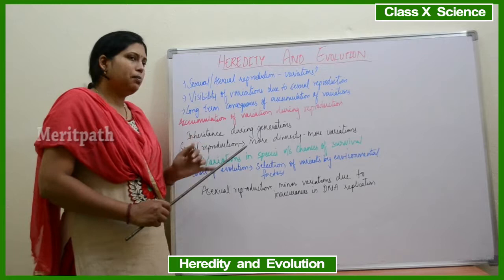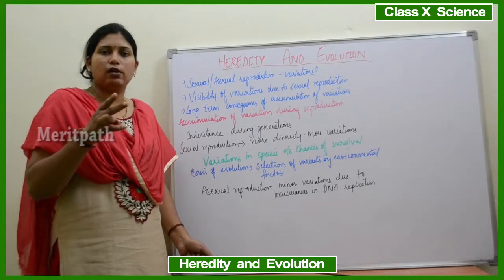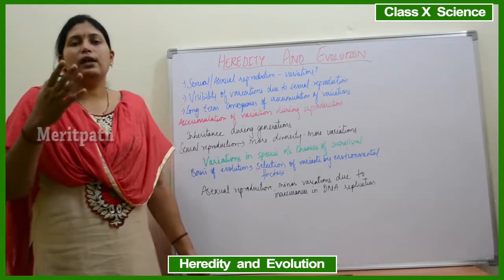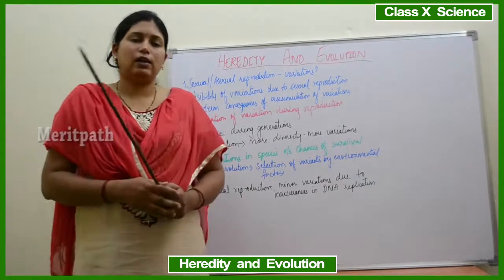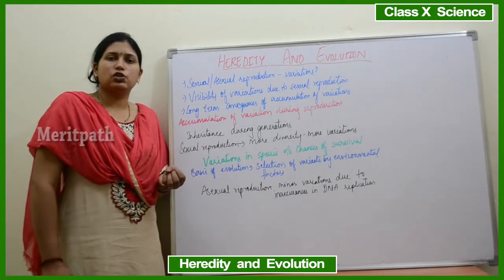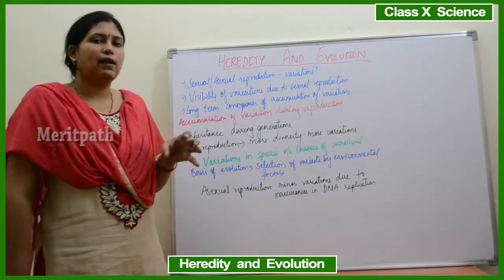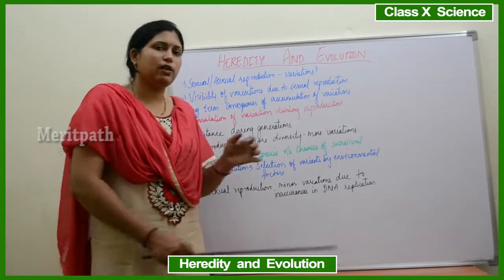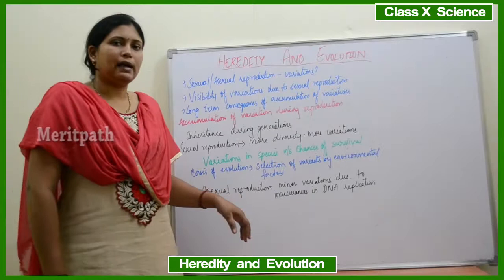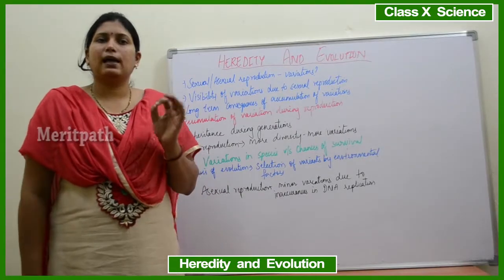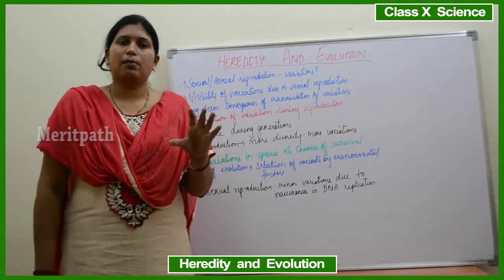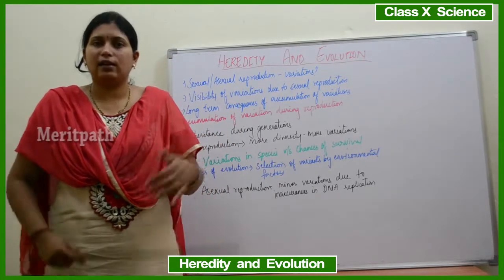In sexual reproduction, as I told you, two parents are involved. Genes come from two parents, from the mother and the father. That is the reason there are more chances of variations. Whereas in asexual reproduction, only minor variations arise. Why do these minor variations arise? Due to inaccuracies in DNA replication. For example, bacteria reproduce by asexual reproduction, but there are minor variations in bacteria because of inaccuracies in DNA replication.